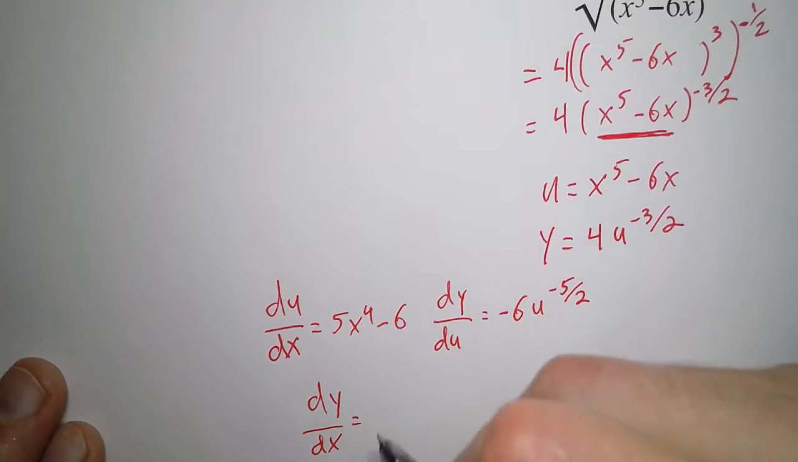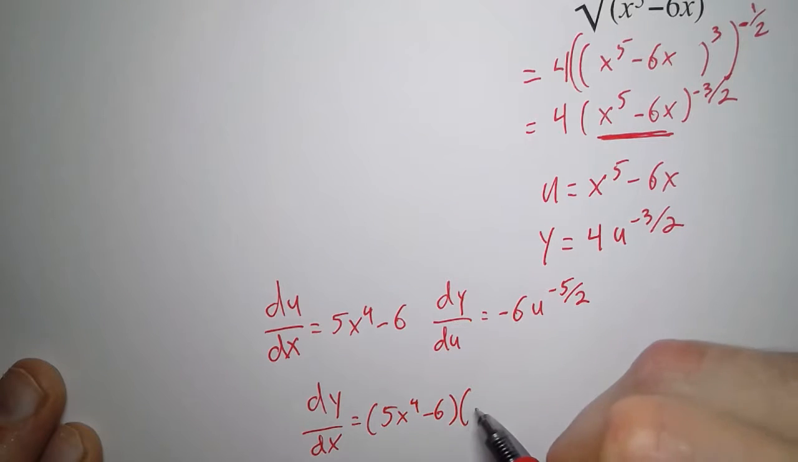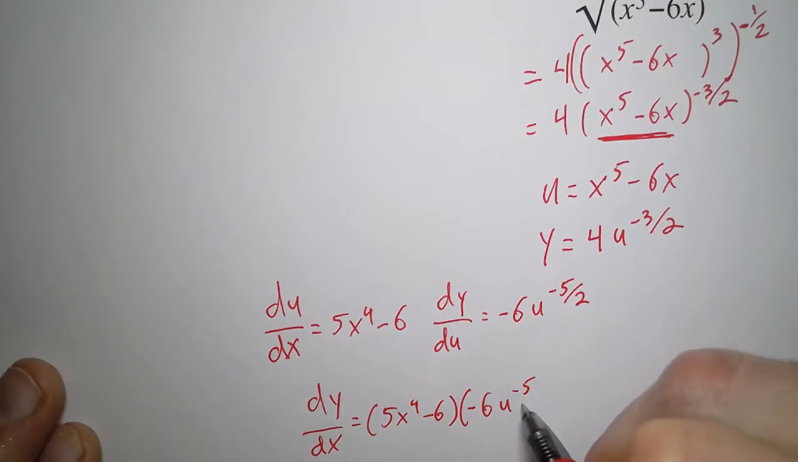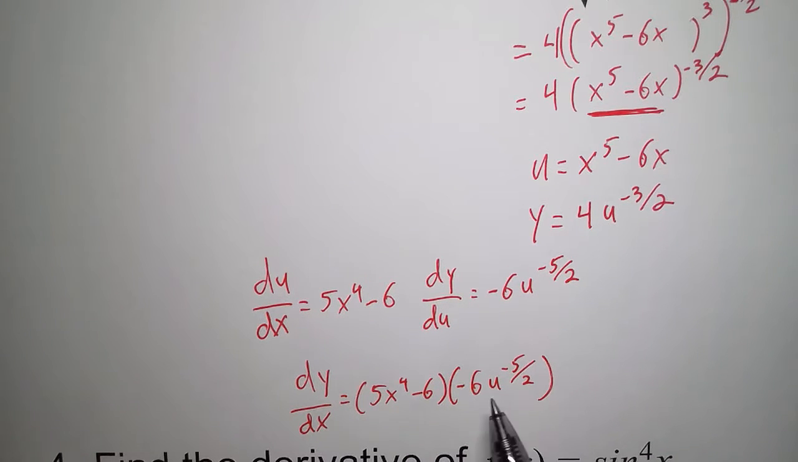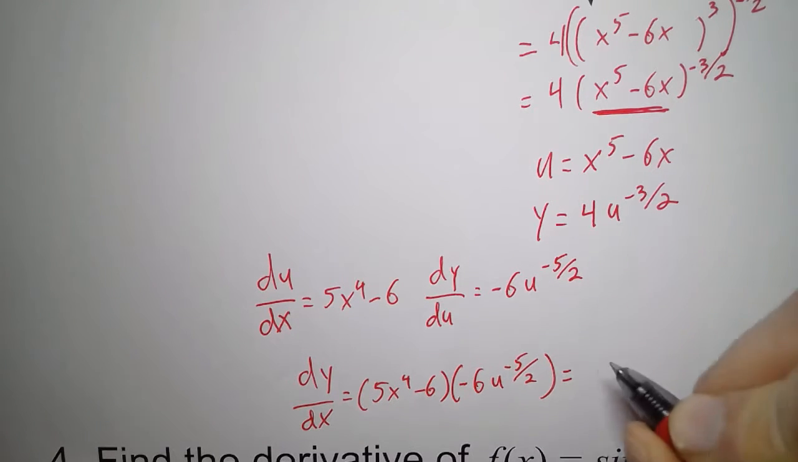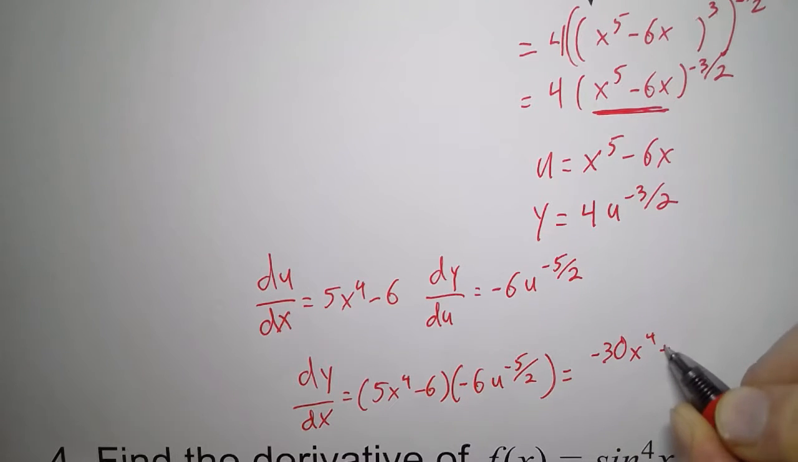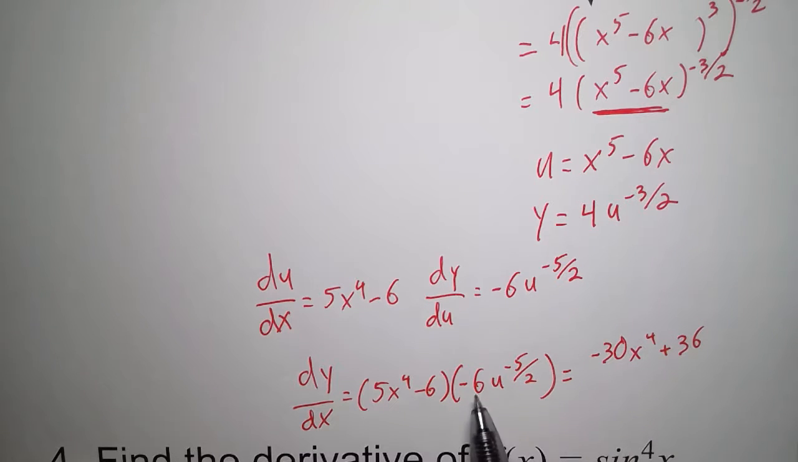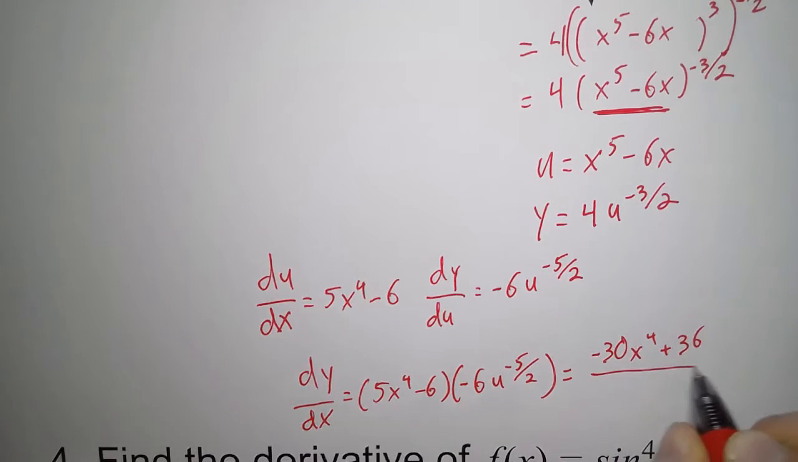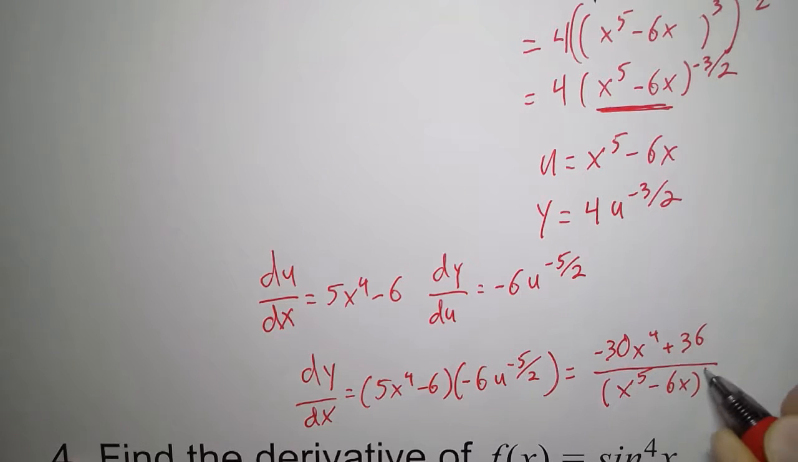So now to find dy dx, we multiply. So 5x to the 4th minus 6 and negative 6u to the negative 5/2. The negative 6 will distribute. The u carries a negative exponent on it. So again, it's going to go back in the denominator. So negative 30x to the 4th plus 36. We got this from multiplying the negative 6 in. And then in the bottom, we take out the u, which is x to the 5th minus 6x. Raise that to the 5/2.